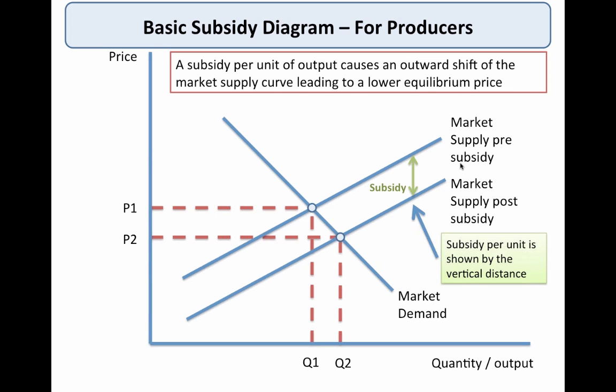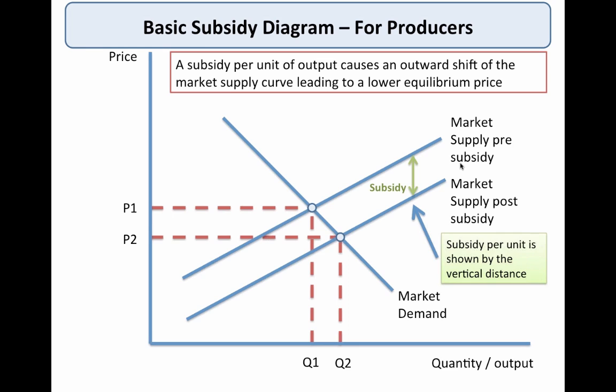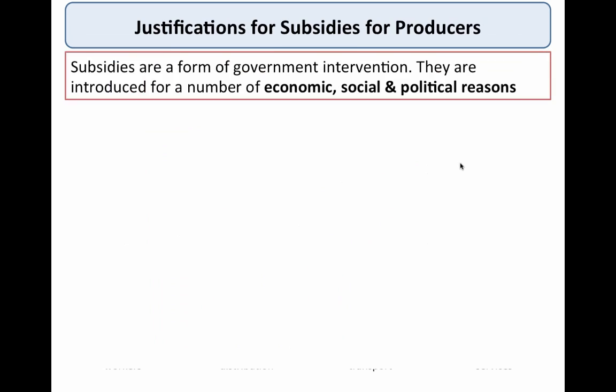However, it's not the complete diagram. The crucial point is to then explain how the producer benefits. So if we go back a slide, P2 is the price after the subsidy. The producer is willing to charge P2 because they know that they're going to get the subsidy on top. They can produce Q2, they will charge P2 to consumers, they'll get the subsidy on top, and they'll receive the price P3. So that red, blood red shaded area is the total spending by government on the subsidy.